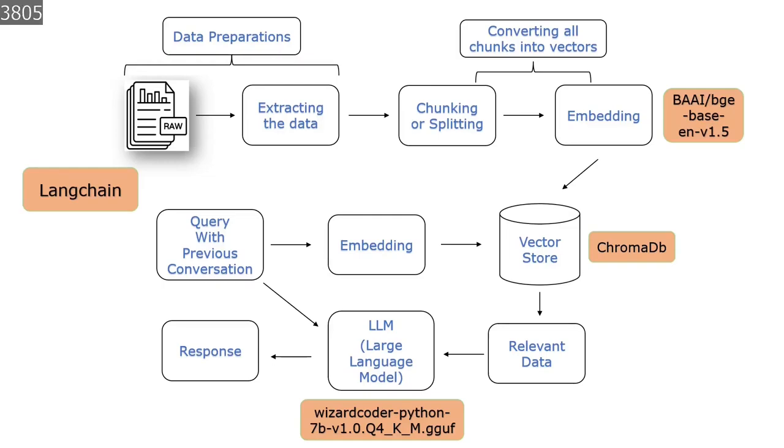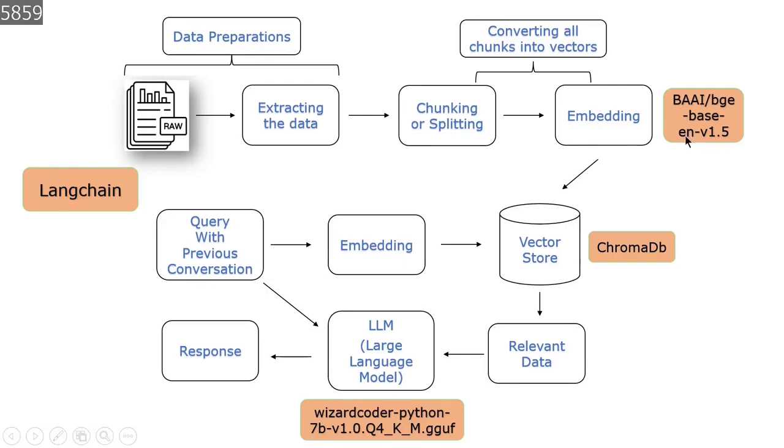So, to build the RAG application, we are using LangChain, which is a framework we use when we need to work with context-aware applications with the large language model. And we are using ChromaDB, which is a vector store where we are storing our data in a vector form. And for the embedding model, we are using BAAI BGE base English version 1.5, which is an embedding model.